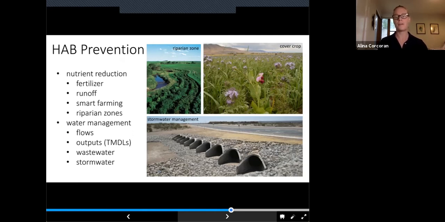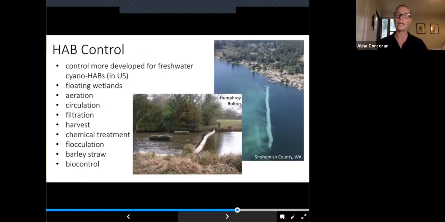If blooms aren't prevented, then we're tasked with controlling them. And there are a number of different ways in which we control blooms: physically, chemically, biologically. Unfortunately, control methods are more developed for freshwater cyanobacterial HABs, at least in the US, than they are for other HABs. And so treatment works well if the areas are small, closed systems, and treatment works less well or is not done in larger open systems or the coastal ocean.